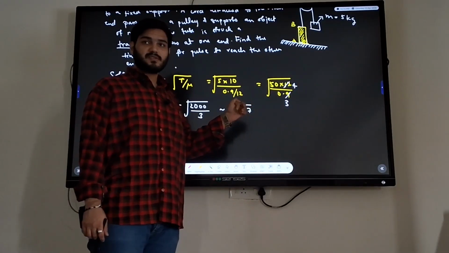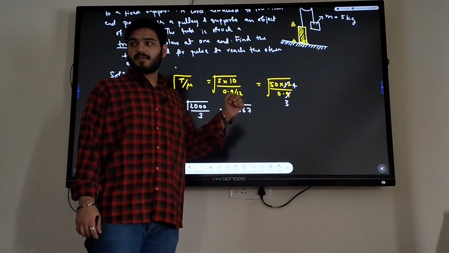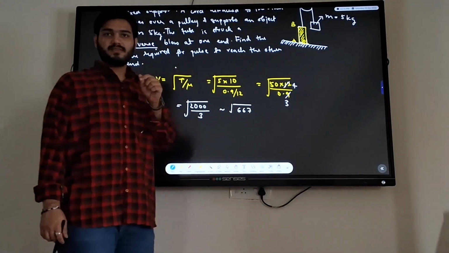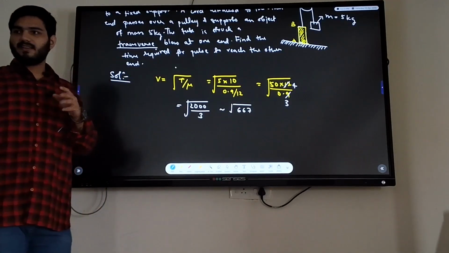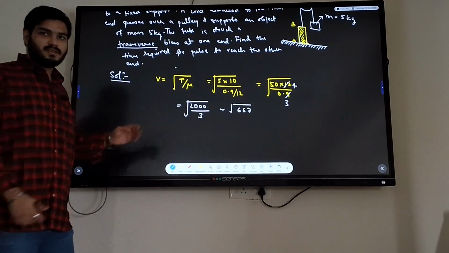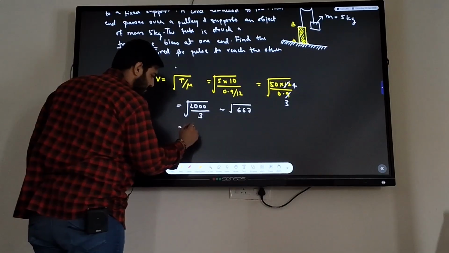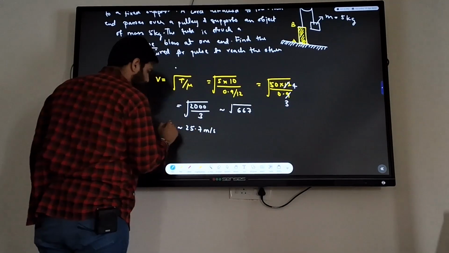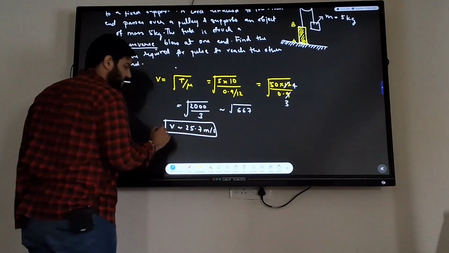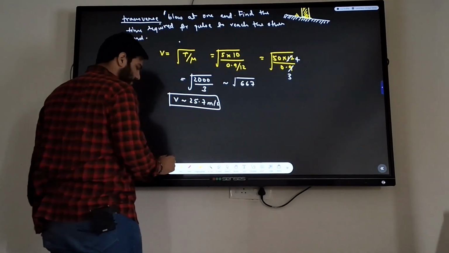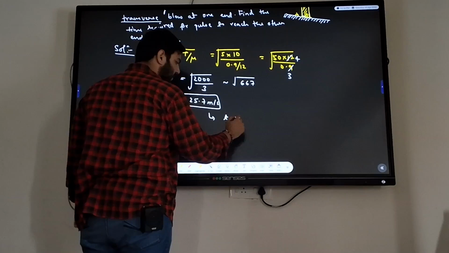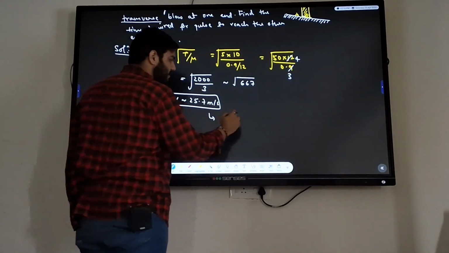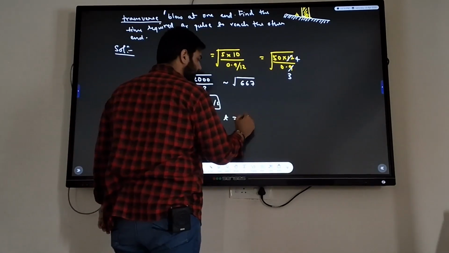So which is the closer one? 26, but the actual will be 25 point something, no? Let's assume 25.7. Is it good enough? 25.7 meter per second. That's my V. Then they are asking to find the time taken. And time taken is distance upon velocity. So what is the distance it has to cover?